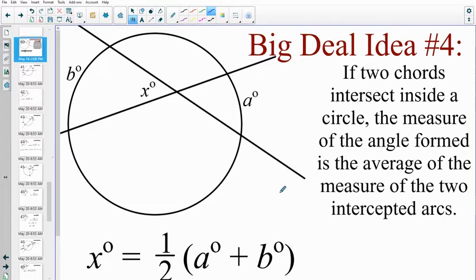I've got just one big deal idea. This should be a pretty quick lesson, honestly, because this is really all we have to do, and then we'll see a couple different perspectives from which we attack problems like these. But big deal idea number 4 goes like this.